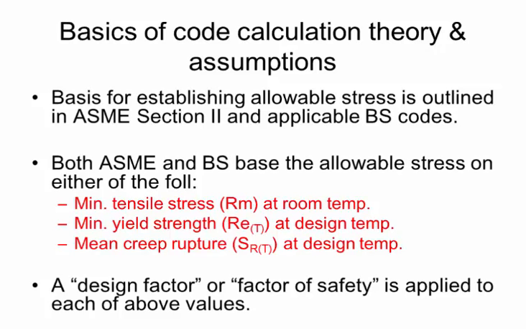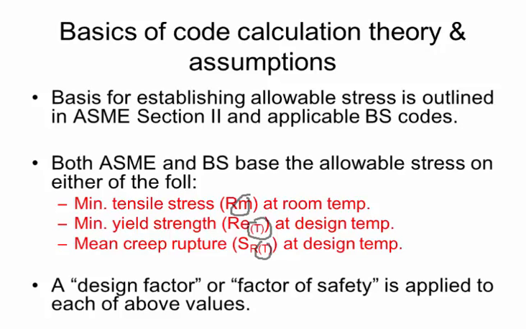Basis for establishing allowable stress is outlined in ASME section 2 and also applicable BS codes. So both ASME and the BS base the allowable stress on either of the following: the minimum tensile stress, which is RM at room temperature, the minimum yield strength, RE,T at design temperature basically, and the mean creep rupture, SR,T, and this is also at design temperature. So that T there is basically for design temperature, and that M there is basically for room temperature.